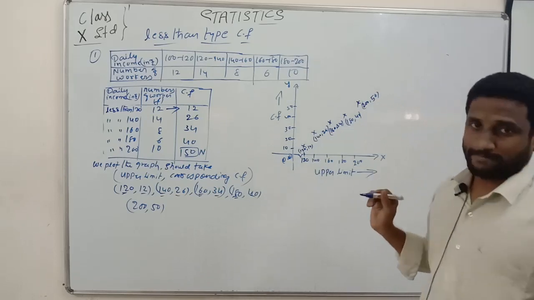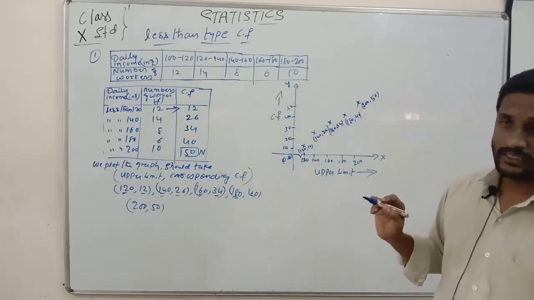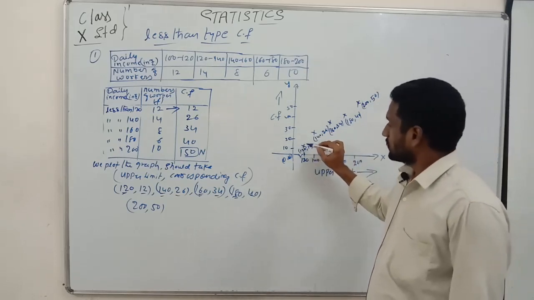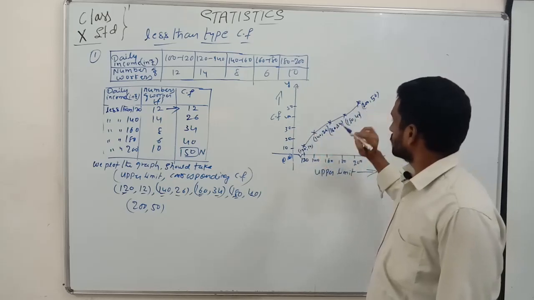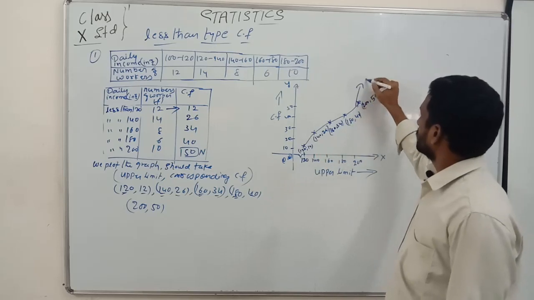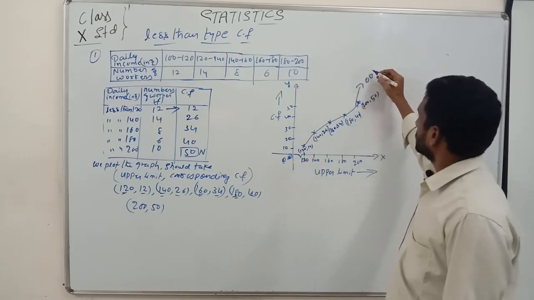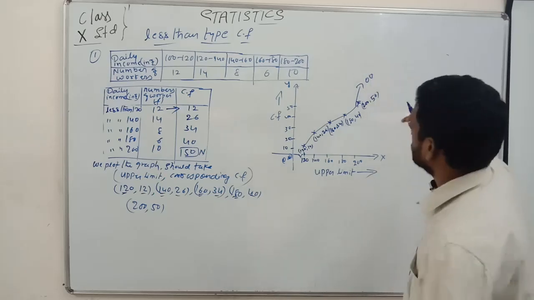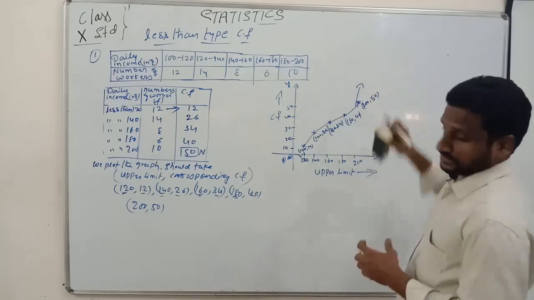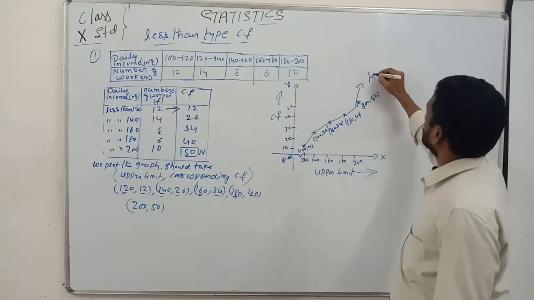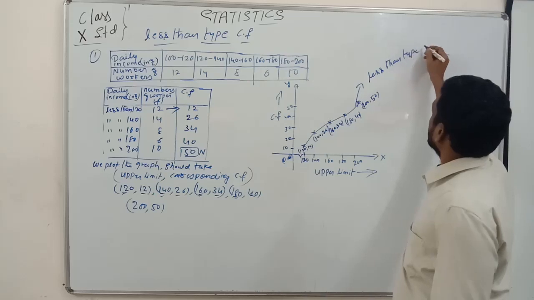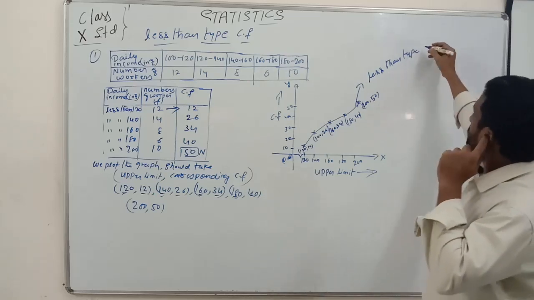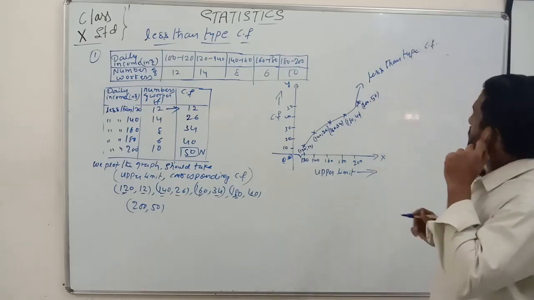Now you can join all the points smoothly, freehand. This is called the ogive, less than type. This is called the less than type, so less than type cumulative frequency, CF.